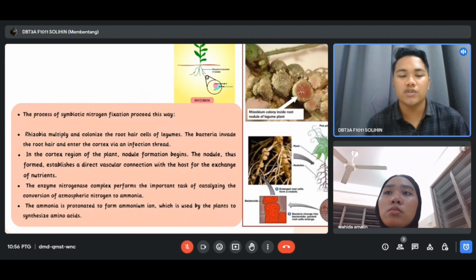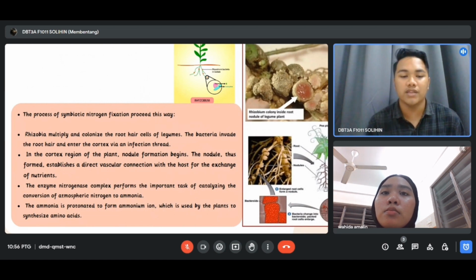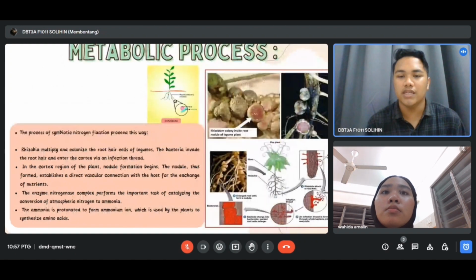The enzyme nitrogenase complex performs the important task of catalyzing the conversion of atmospheric nitrogen to ammonia. The ammonia is protonated to form ammonium ion, which is used by the plant to synthesize amino acids.